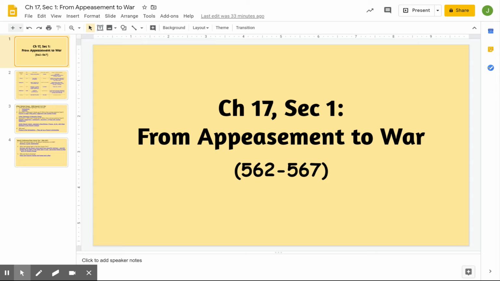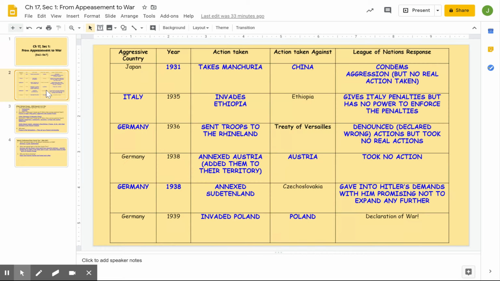Chapter 17, Section 1, From Appeasement to War. Right, so the world had just gone through the horrors of World War I, and the Western democracies were trying to keep the peace. But in doing so, they show their weakness against the aggressive nations of Japan, Italy, and Germany. So let's take a look at our chart.